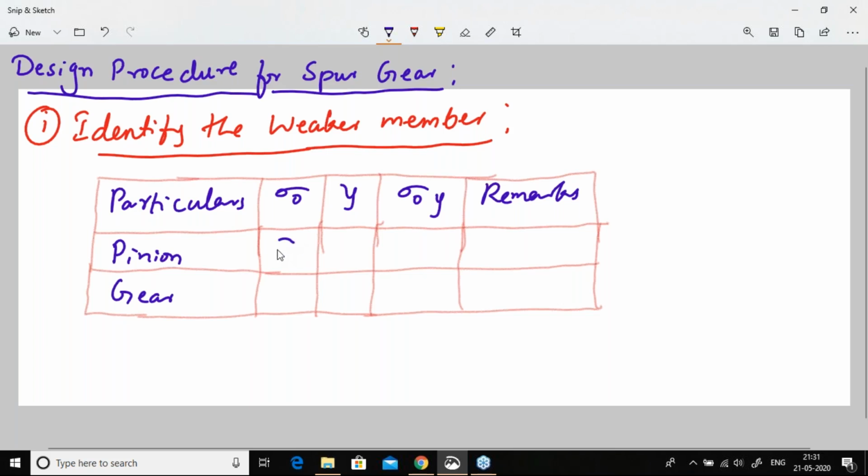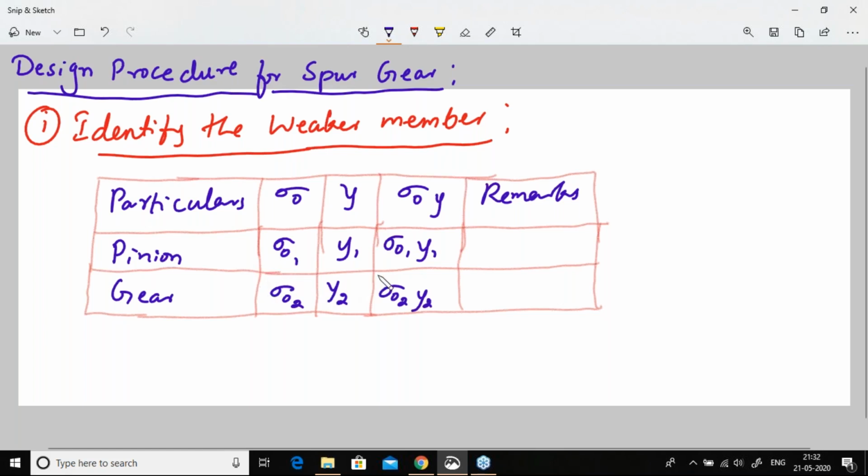For pinion it is sigma naught 1, for gear it is sigma naught 2. So it is y1 and this is y2. Similarly, this one is sigma naught 1 y1, sigma naught 2 y2. So multiplication of these two columns is the fourth one. In the problem statement, if they have given the allowable static stresses for pinion and gear, use that as sigma naught 1 and sigma naught 2 respectively.